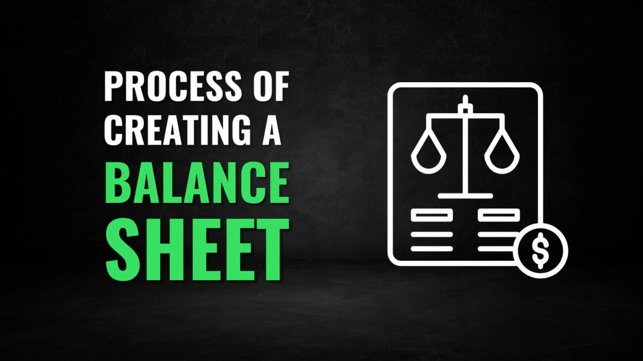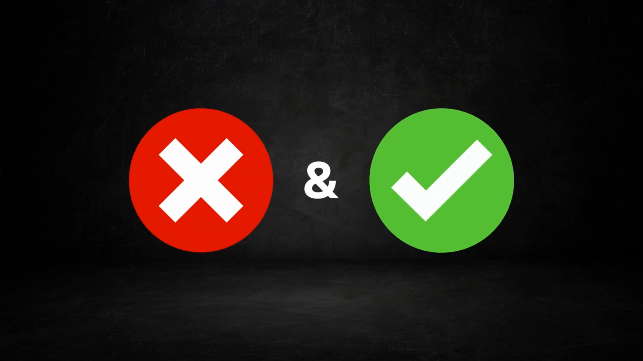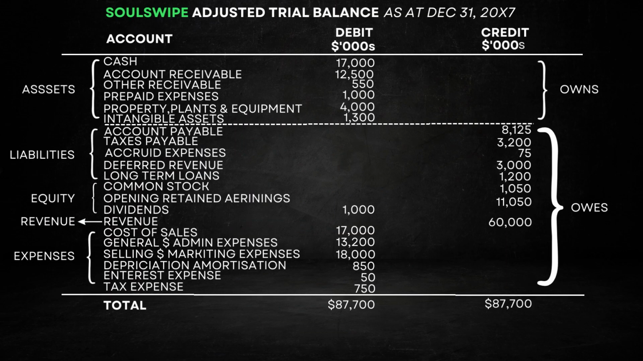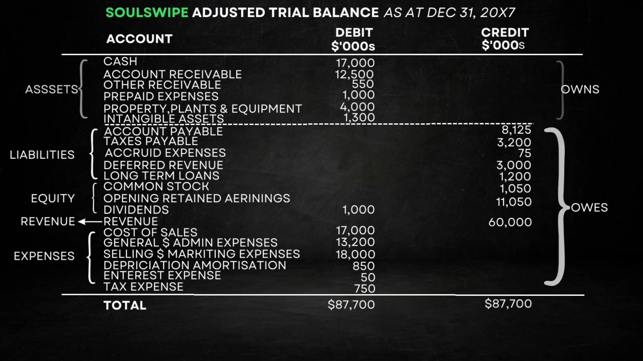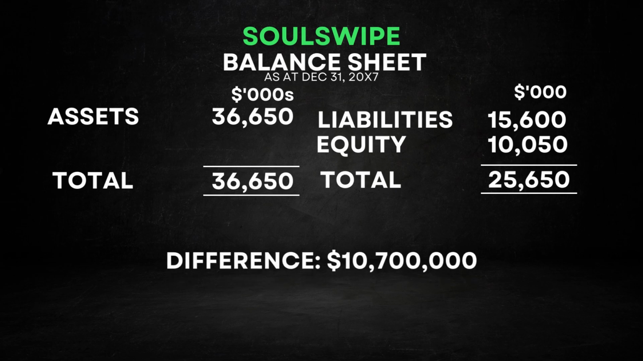Let's now explore the process of creating a balance sheet. There are two ways, the wrong way and the right way. We'll start with the wrong way. It's an easy mistake to make. The wrong approach involves simply taking SoulSwipe's assets, liabilities, and equity accounts and placing them in their respective sections on the balance sheet. In theory, it might seem correct, but let's analyze the results. The total assets add up to $36,350,000, while the total liabilities plus equity amount to $25,650,000. This discrepancy of $10,700,000 means that the balance sheet is not balanced.